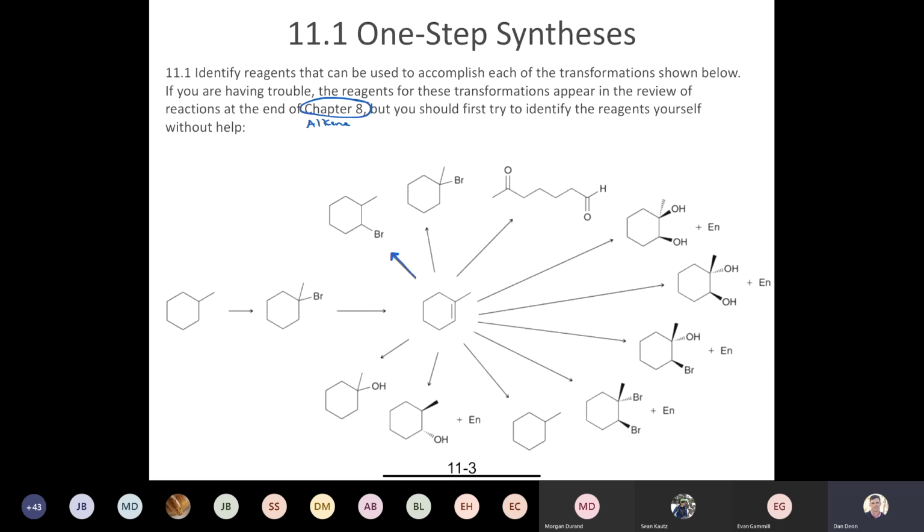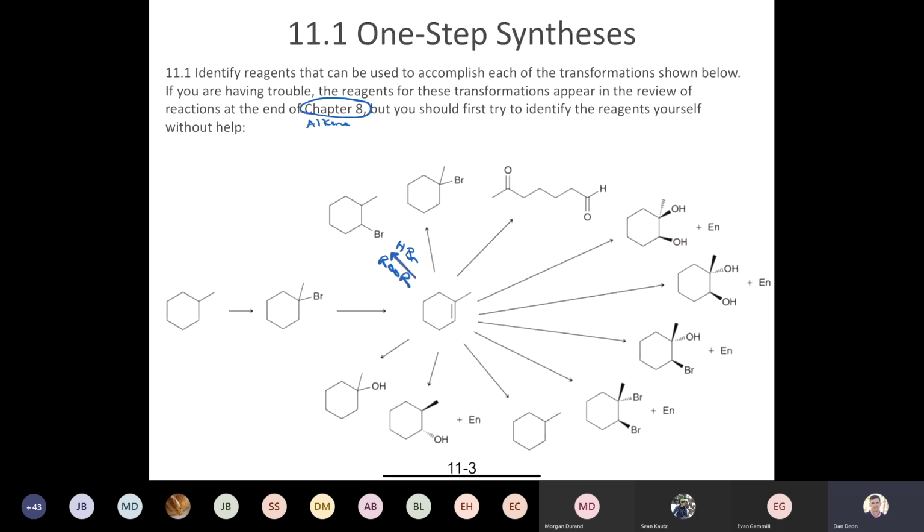And so the way that we do an anti-Markovnikov addition is by using HBr, but we also need an organic peroxide, which we abbreviate ROOR. Great, thanks a lot, you guys, for the answers. That's awesome. So that's an anti-Markovnikov addition of HBr across that double bond.